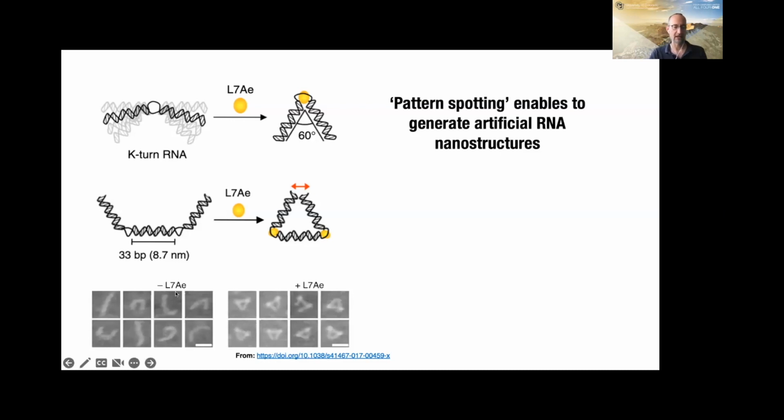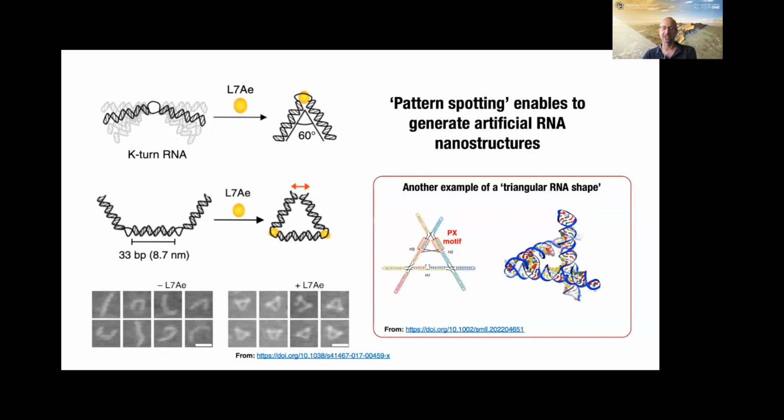So you see on the left here, without the protein, you see a worm-like structure, where the RNA is able to adopt all kinds of conformations. But once we add the protein, then we get into these well-defined shapes, like triangular shapes, as predicted by the model. And this is completely engineered, based on the knowledge we got from natural RNA sequences and looking at these motifs.